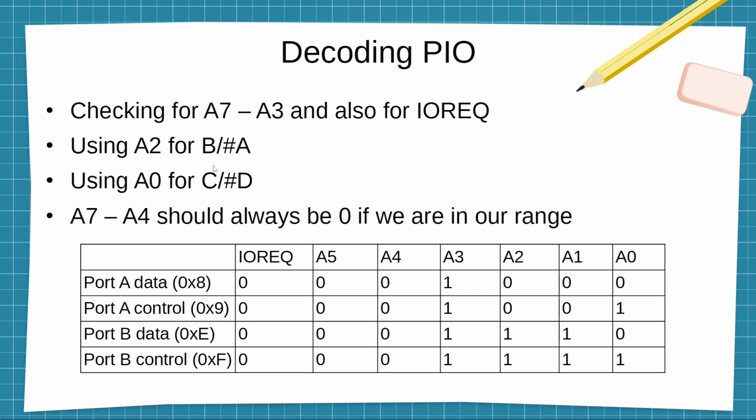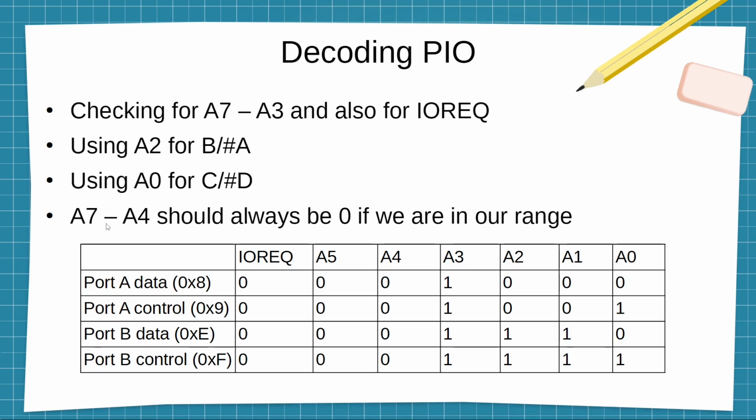Control is when you want to configure the port. For example, you want to enable interrupts, or you want to switch it to input, output, or bit mask mode. And the data is for the data from the port. If you have the port in input mode, on the data line will be the data from the PIO, or if the PIO is in output, we are going to be using the data to output the data to the PIO.